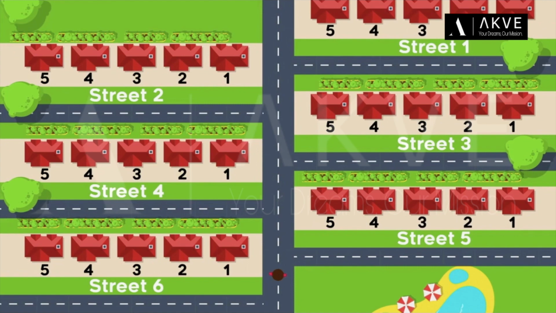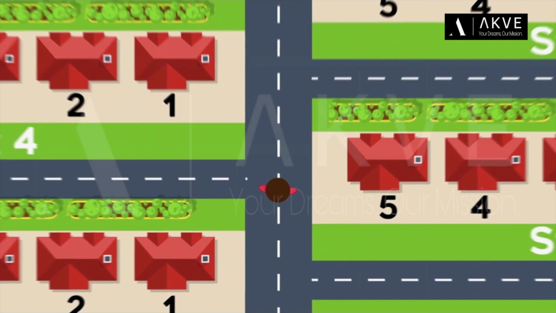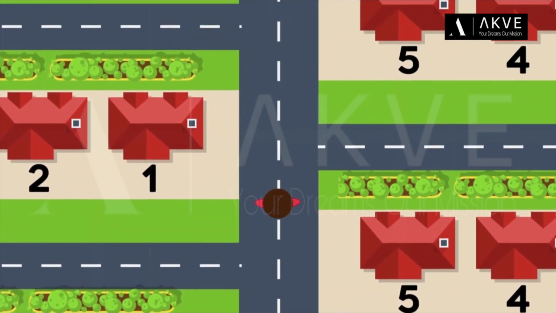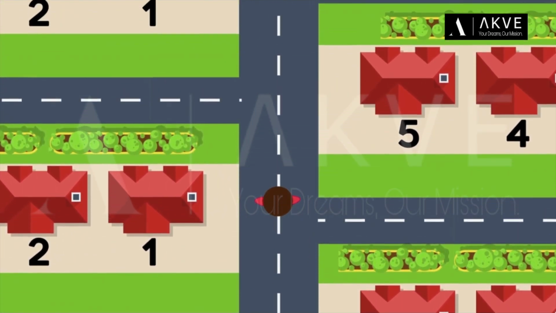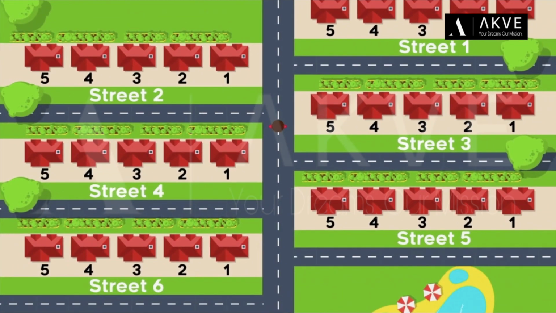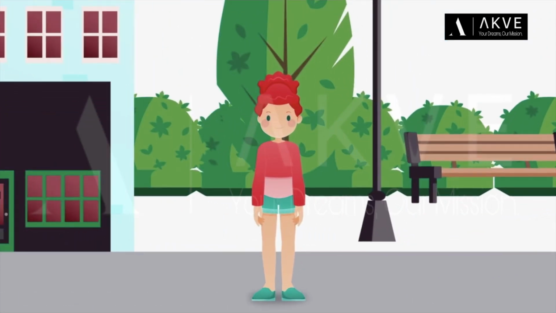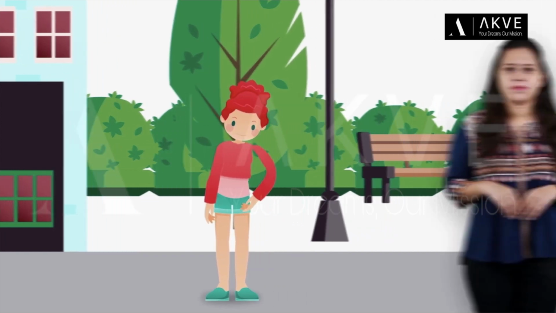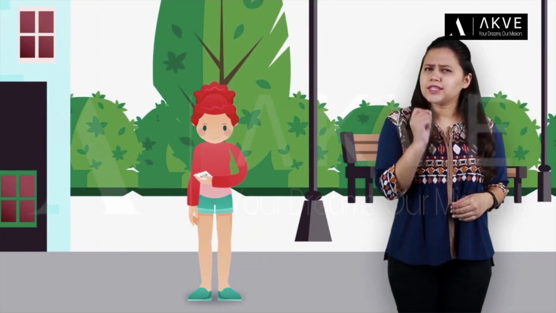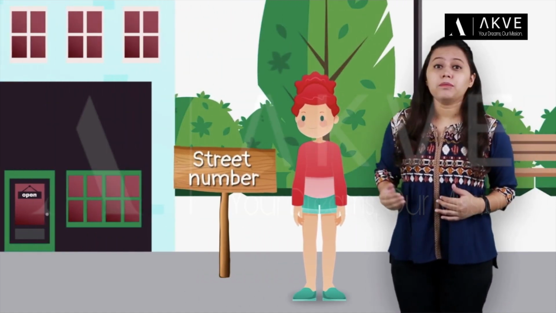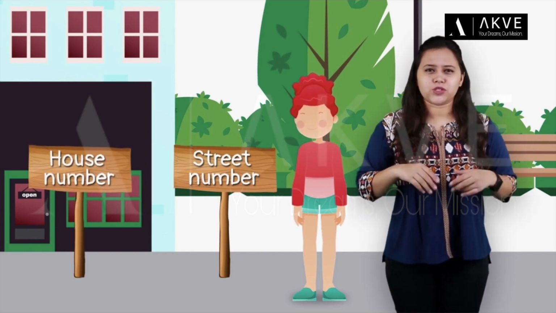Now, to look for her house here, is it enough to know only one reference point? For instance, you only know that she lives on street 2. So, will you be able to find her house easily? Absolutely not, because there are many houses on street 2. You can't go knocking on each door to locate her. This means to know the exact location of her house, you must know two pieces of information about it, namely the street number and the house number as well.